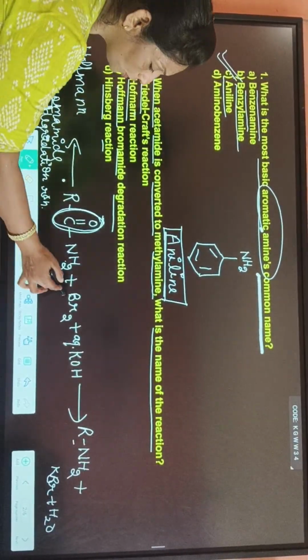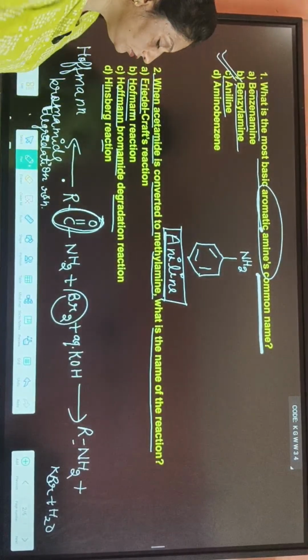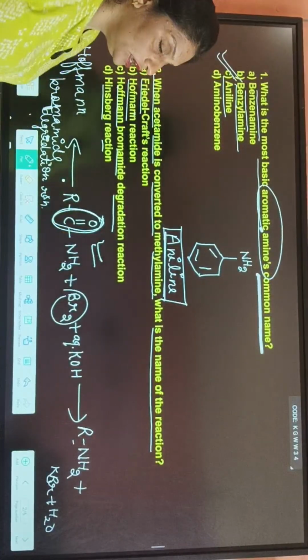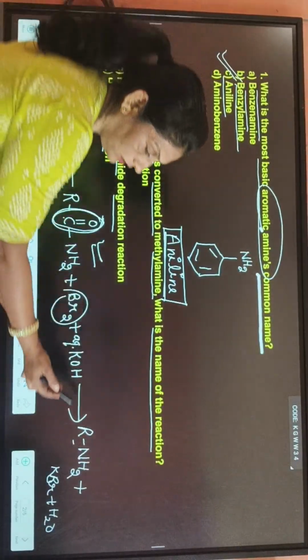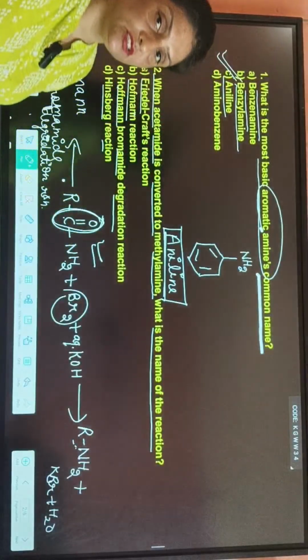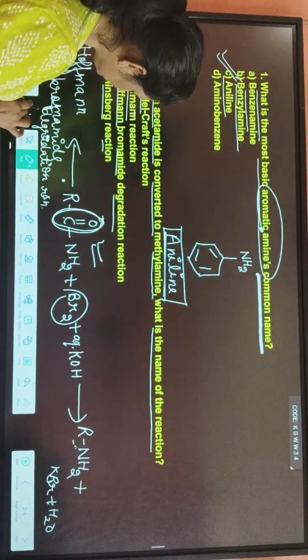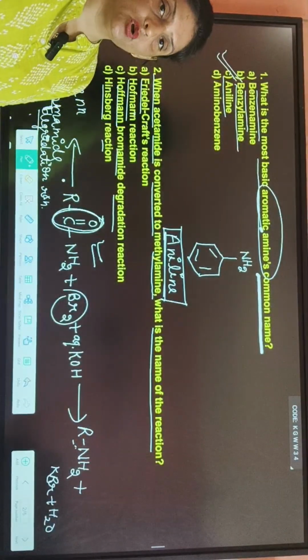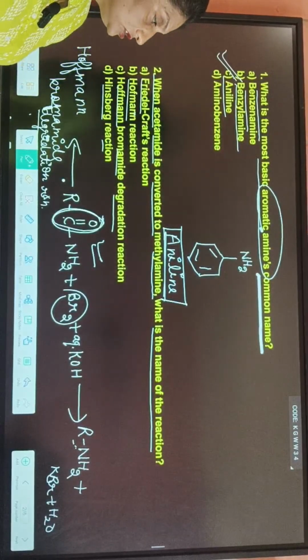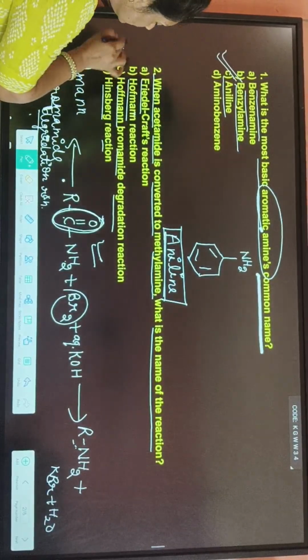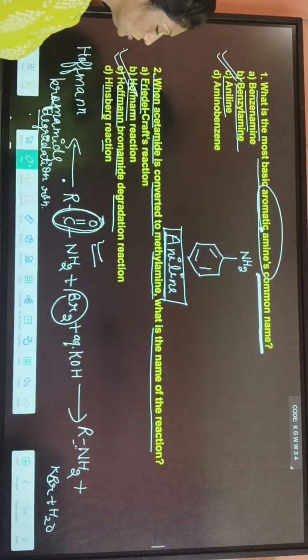Brom, we are using bromine here. Amide, we are using an amide also. And one carbon is degrading, one carbon is becoming less. That's why it is known as degradation. So Hofmann bromamide degradation reaction is the correct option for this question.